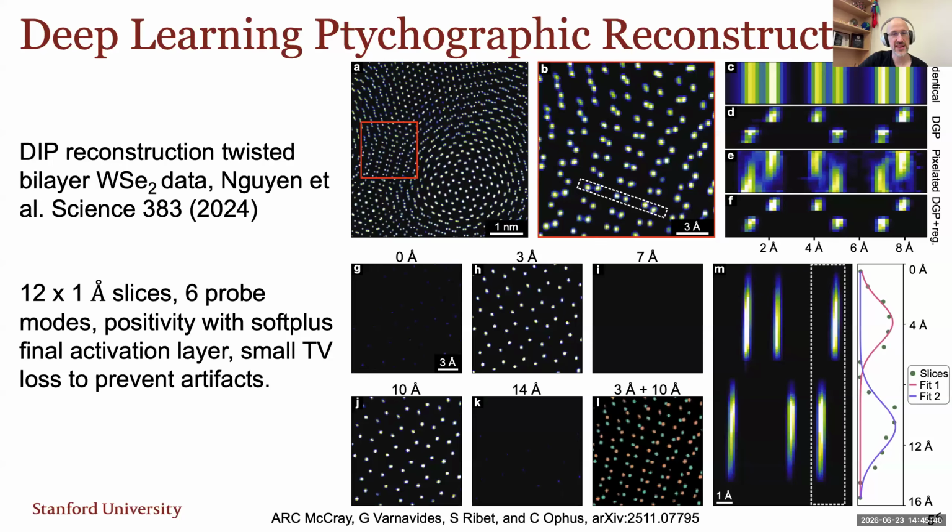So zooming in on the slices, so slice at 0, 3, 7, 10, 14, and 13 angstroms here, or sorry, 3 plus 10 angstrom slices, you can see we're able to completely isolate the two layers. And it's a little subtle. I'm not sure if you guys can see my mouse cursor here, but this lower left, for example, you can see individual vacancies of single selenium atoms that are missing from each of these individual layers here.